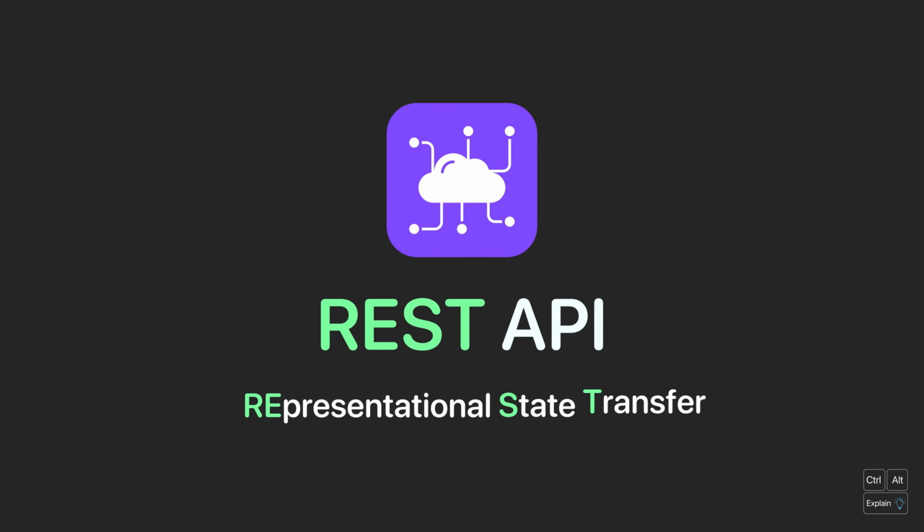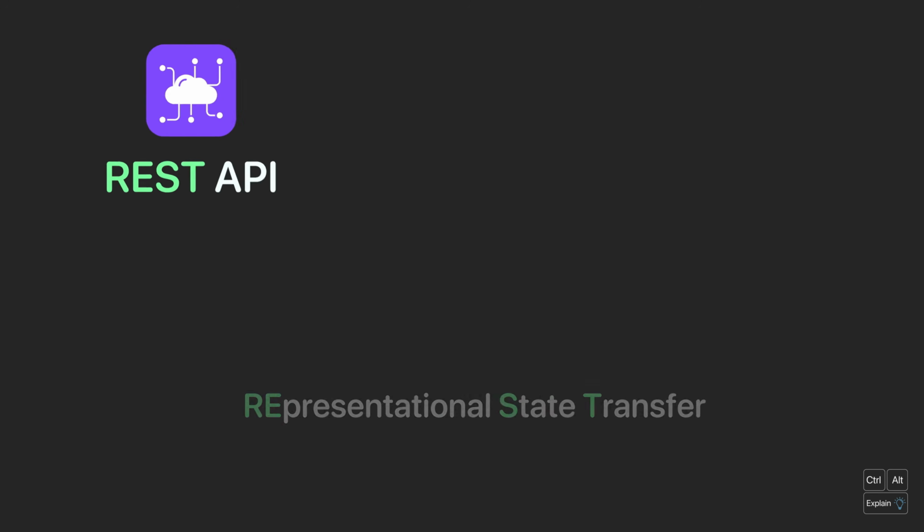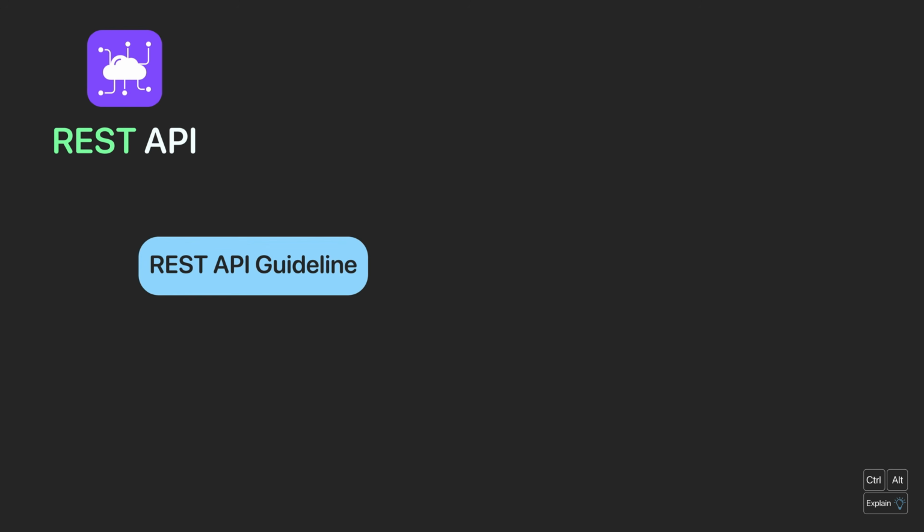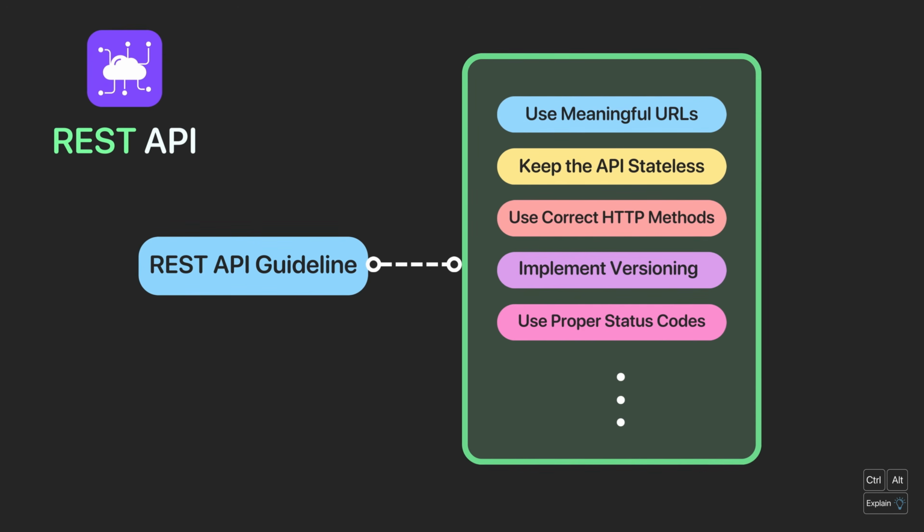REST stands for Representational State Transfer. A lot of people think REST is a protocol like HTTP or HTTPS, but REST isn't a protocol. REST is actually an architecture style. Basically a set of rules or guidelines that tell you how to build an API.